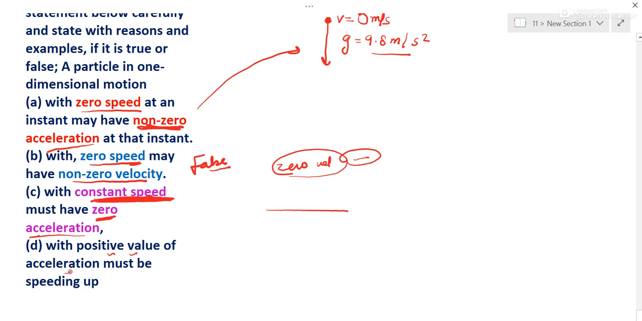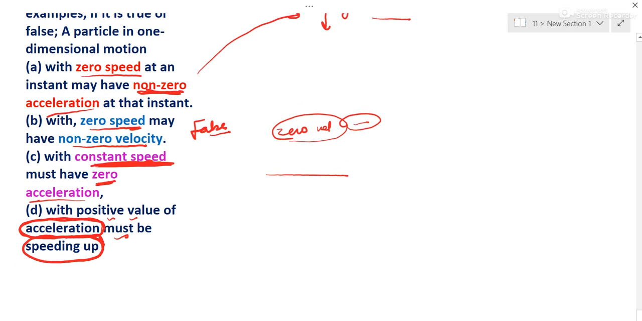With positive values of acceleration must speed up? So acceleration is the rate of increase of velocity. If you are giving acceleration, does it mean that the body is speeding up? No, not really. If the body's initial velocity is in the opposite direction, so initial velocity is already negative, in that case if you are speeding up, it will become more negative, that is less. So this is false. This is true, then false, and first is true.